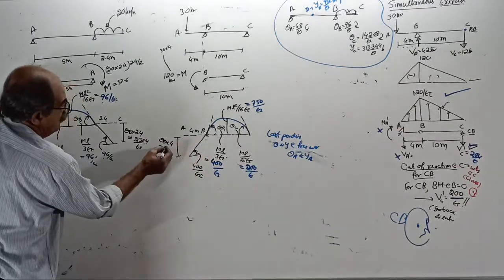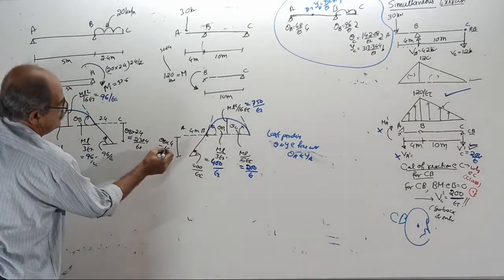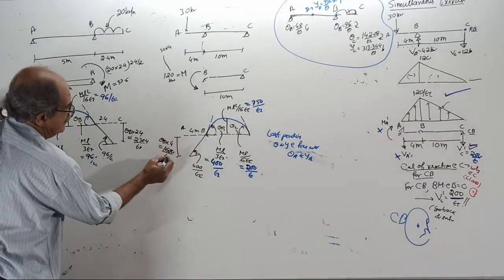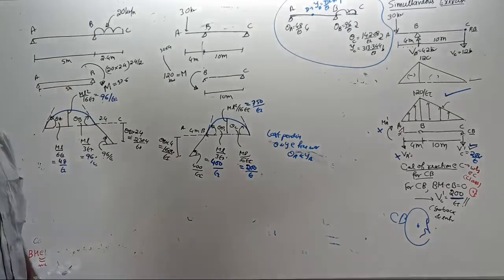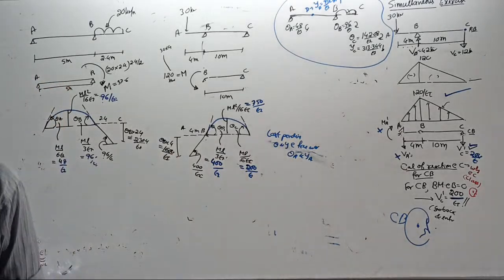400 into 4. Calculate. 1600. Is it 1600 by EI? Second one, is it 1600 by EI?